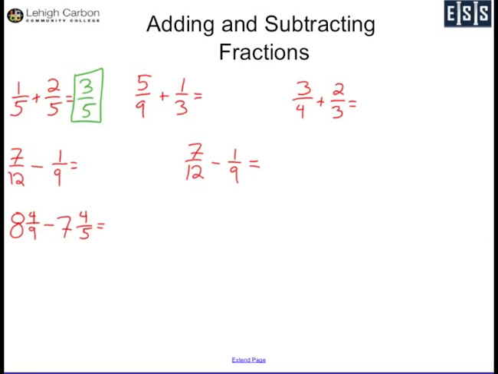Our second example, 5/9 plus 1/3. A common multiple of both 9 and 3, we can use 9. So I don't have to do anything to the first fraction. It stays 5/9. Then 1/3. How do I get 3 to become a 9? I'd have to multiply it by 3. If I do it to the bottom, I do it to the top. 3 times 1 is 3. 3 times 3 is 9. 5 plus 3 on the top is 8/9.